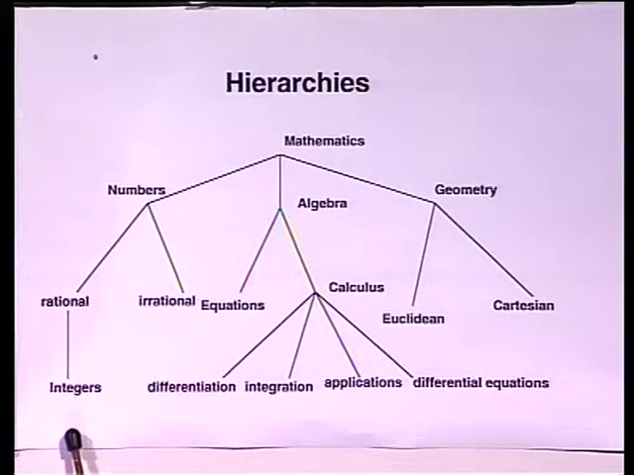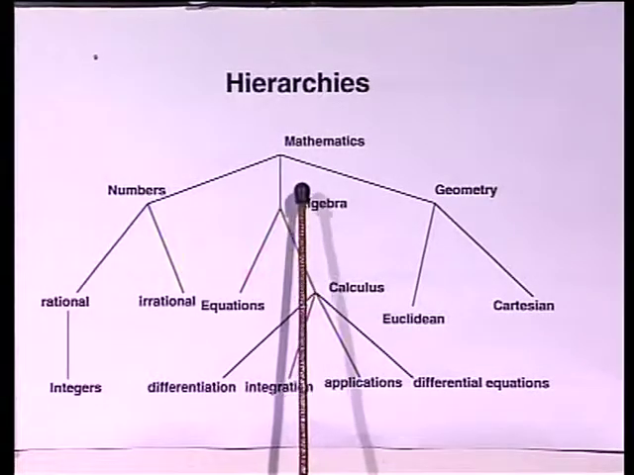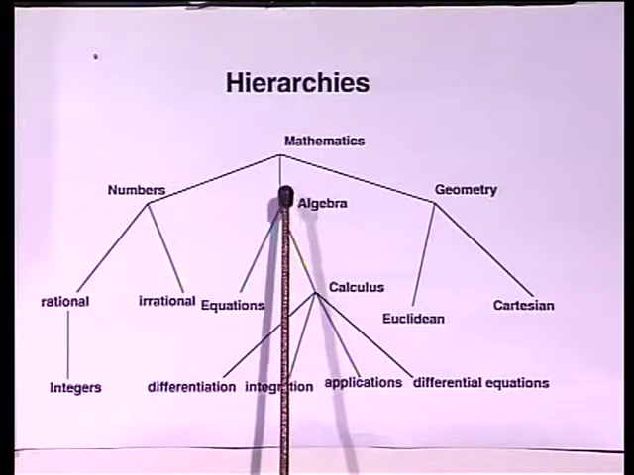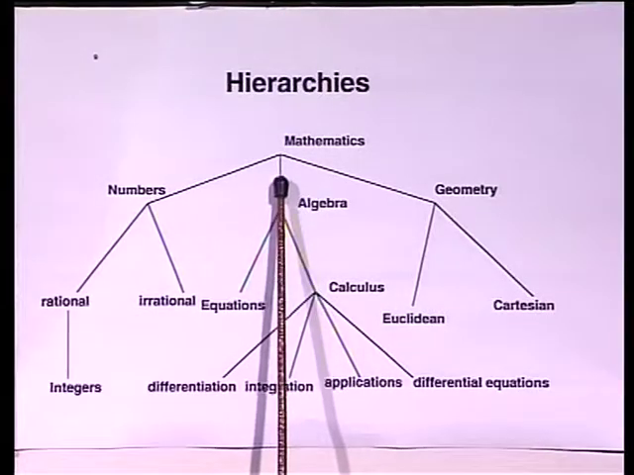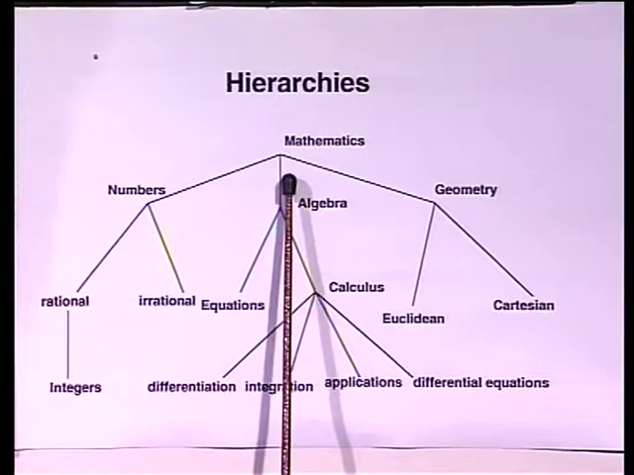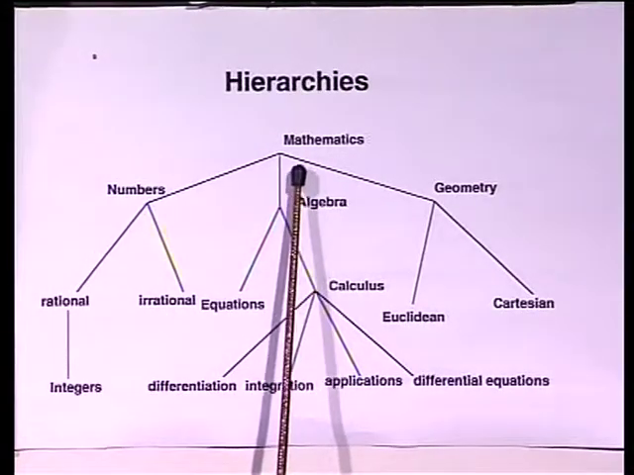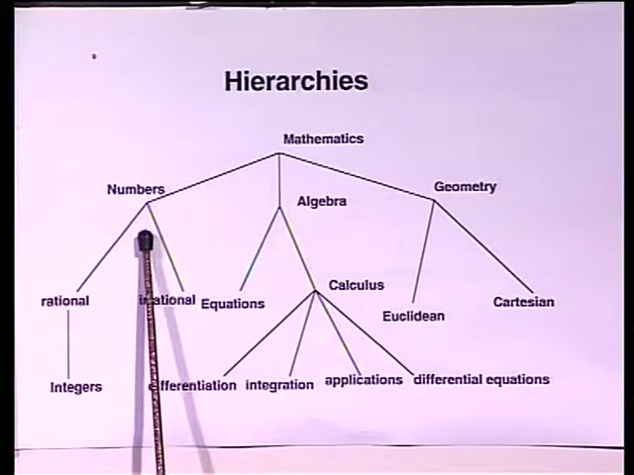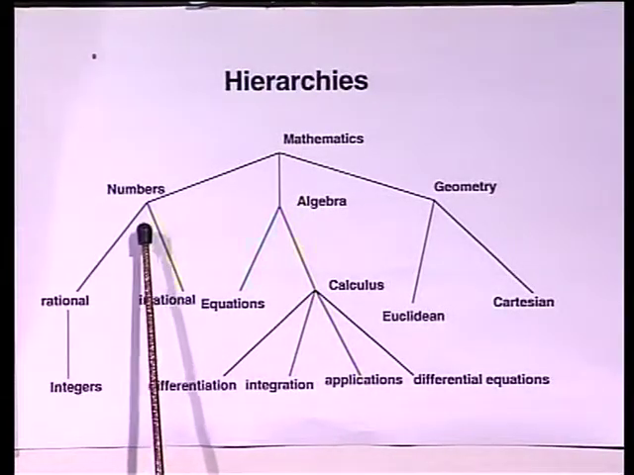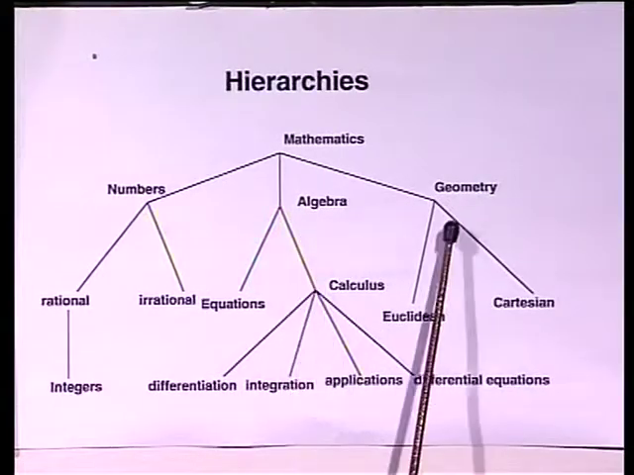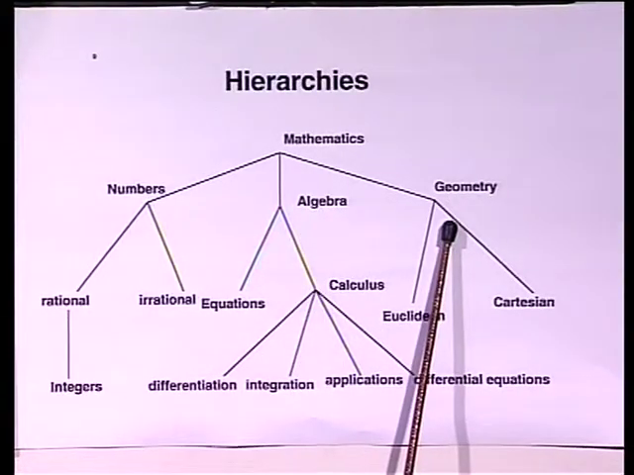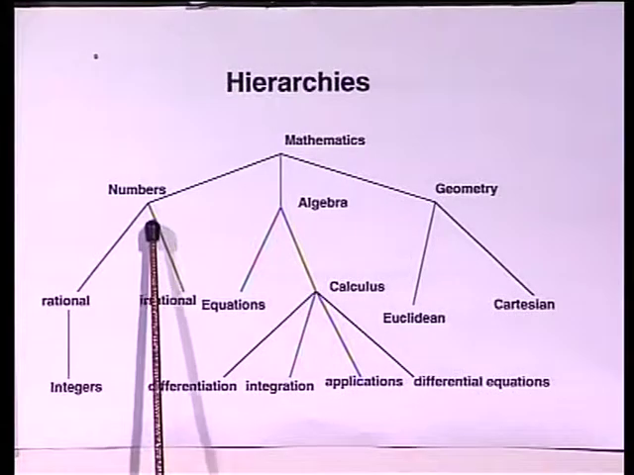This hierarchy is very similar to this hierarchy. And this is a different way of representing relationships. So here the relationship is not that of being a subordinate, but that of being a special case of. So at the top of this hierarchy we have the subject mathematics. Subordinate to that we have the areas numbers, algebra and geometry of mathematics. They themselves have got different sub-areas.